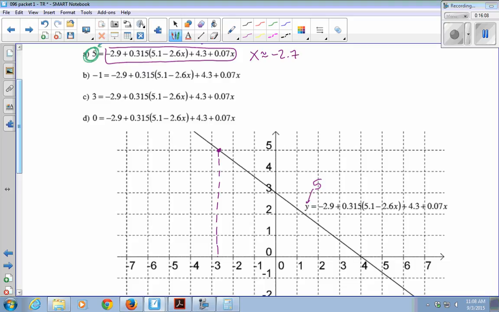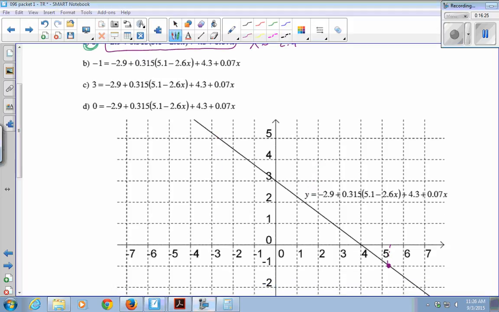That makes sense? So then for the next one, you're looking for a point on the line that has a y coordinate of negative 1, like right there. And you want the x coordinate. That will be your solution. I'll let you do this, the last two on your own.